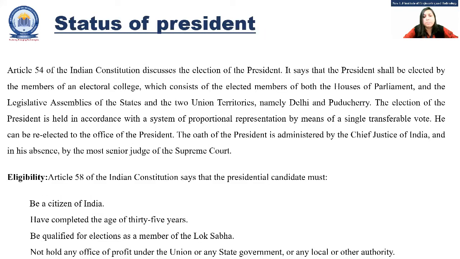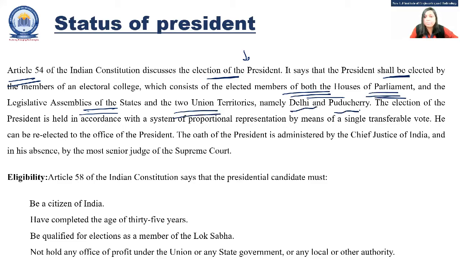Now, let us understand the status of the president in India. According to Article 54, we have the election of the president, and how he or she can be elected. The president can be elected by the elected members of the legislative assemblies of states and the elected members of both houses of Parliament, and only two union territories, Delhi and Puducherry, can take part in the election of the president.